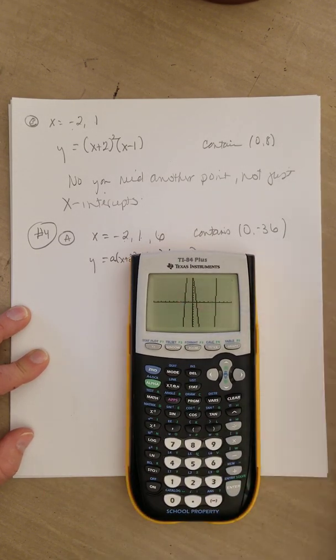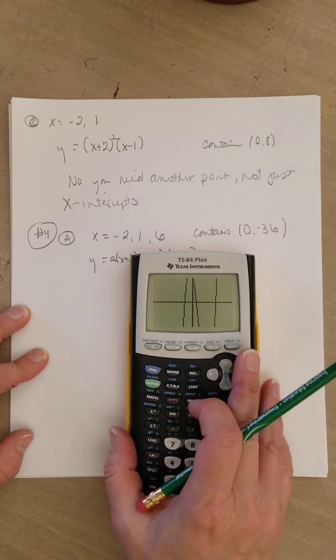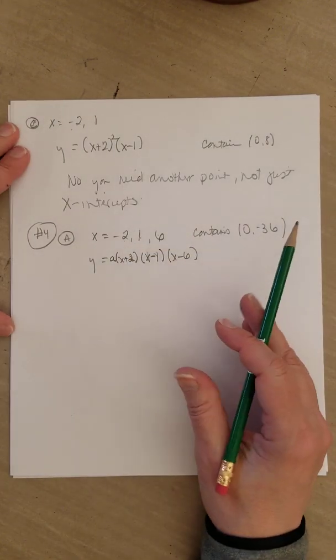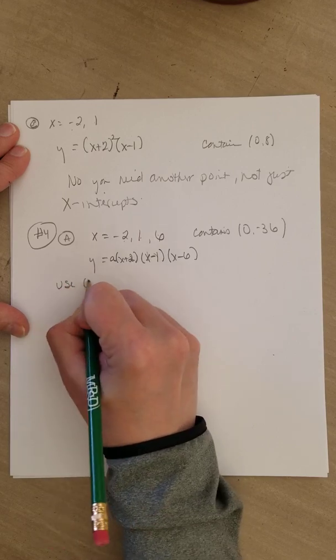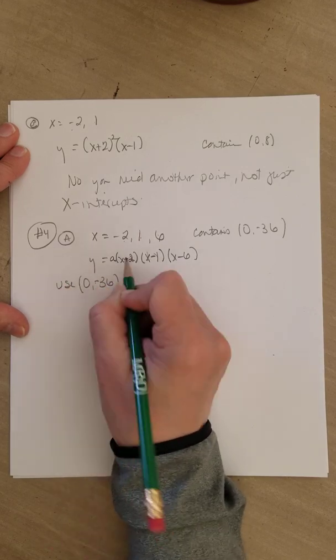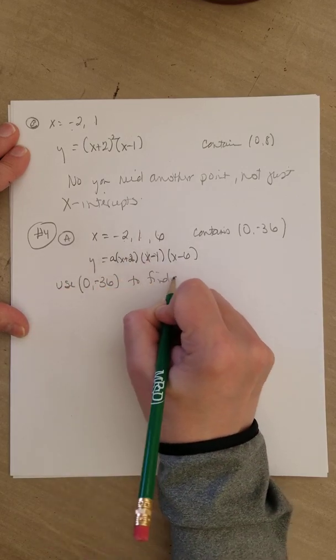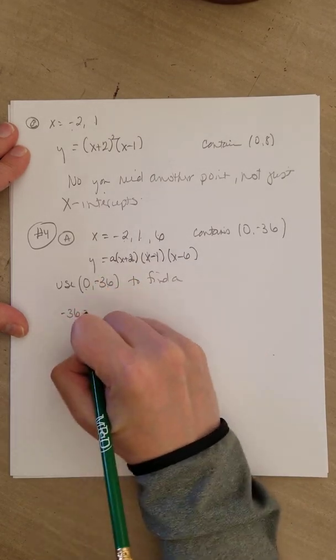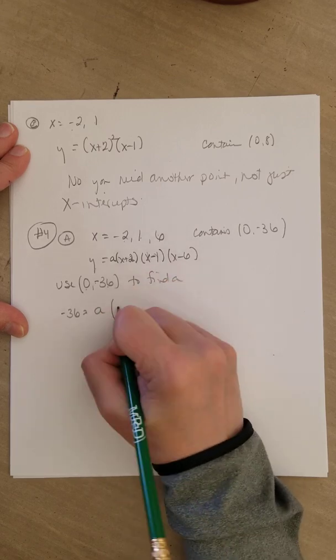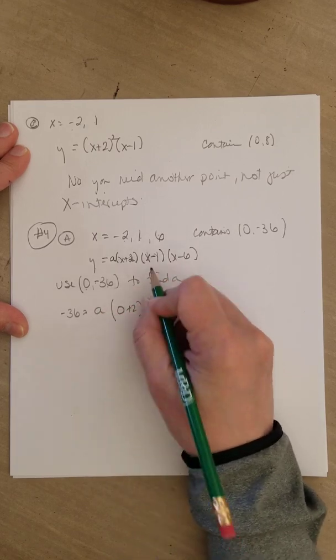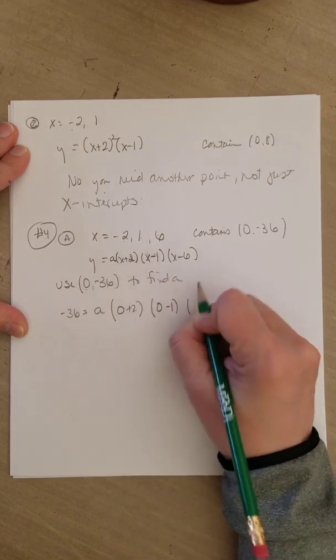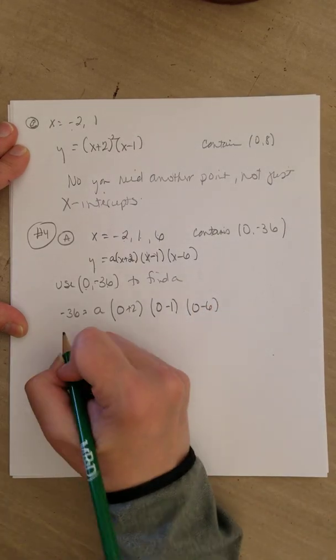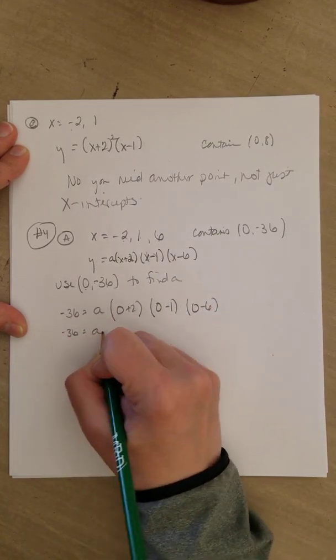It does rise to the right and fall to the left like it's supposed to if it's positive, but I need a stretch factor. So we're going to use (0, -36) to find a. Here we go. My y is negative 36. That equals, I don't know a, times, I'm going to put 0 in for x: 0 plus 2 times 0 minus 1 times 0 minus 6. This is going to look similar to what you've done before.